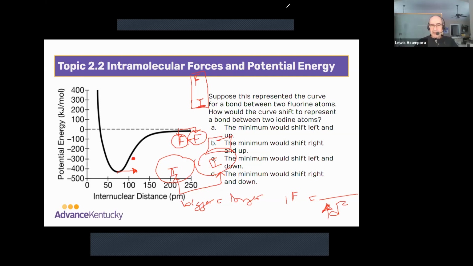Ms. Clark, I'm glad that in the questions you talk about the shift of the minimum point of the graph, because the whole graph is not going to shift. It's important that students realize that no matter what bond, at large internuclear distances the potential energy is set to 0. So it's always going to have this general shape. So for iodine, you're not going to shift the whole graph up.